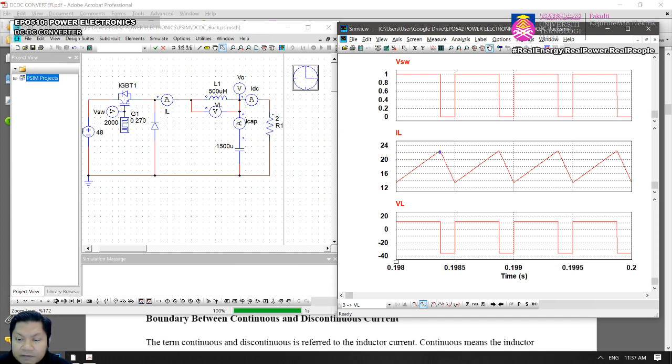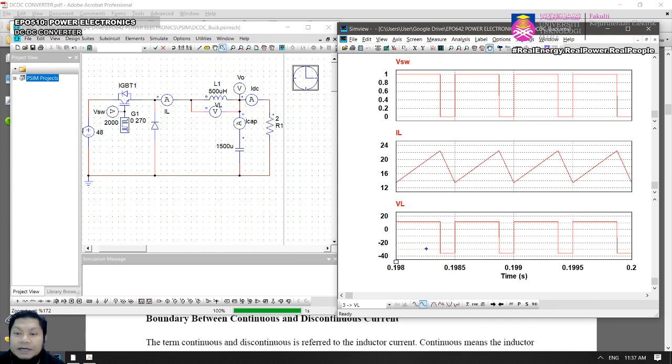And then we have this negative output voltage impressed across the inductor, causing the current to reduce from IL max to IL min. So this is VL, the voltage across your inductor. It's a straight line because it's Vin minus Vout. And during turn off, you have the inductor voltage equal to minus Vout.